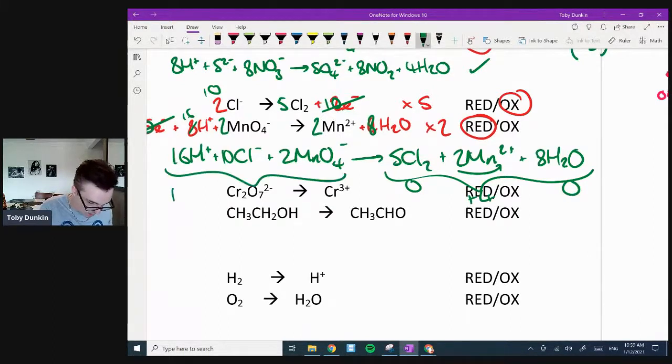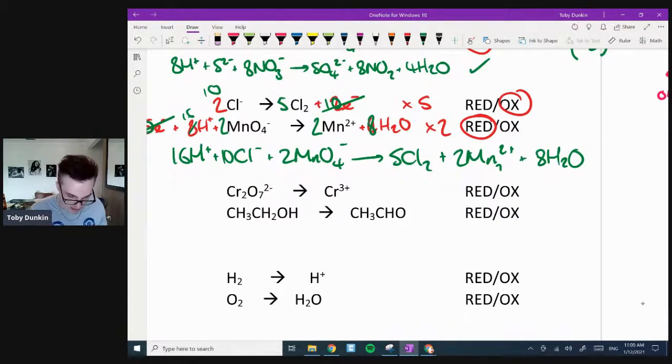On this side, we've got plus 16, we've got minus 10, and then minus 2. Plus 16, minus 10, that is plus 6. Minus 2, plus 4. And we're good. It all balances. I like it. Tick it if you got it. 1, 2, 3, 4, 5.